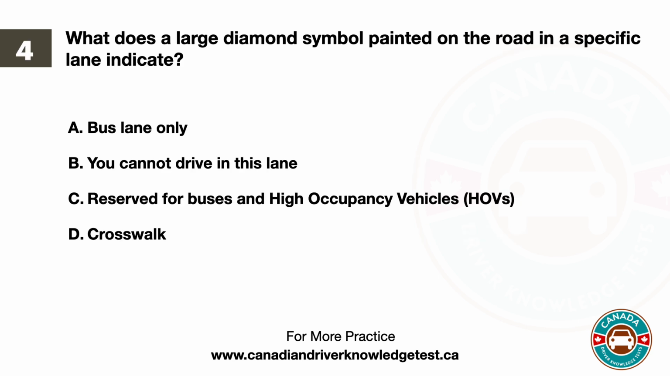Question 4. What does a large diamond symbol painted on the road in a specific lane indicate? A. Bus lane only. B. You cannot drive in this lane. C. Reserved for buses, and D. High occupancy vehicles, HOVs. The answer is C. Reserved for buses, and D. High occupancy vehicles, HOVs.